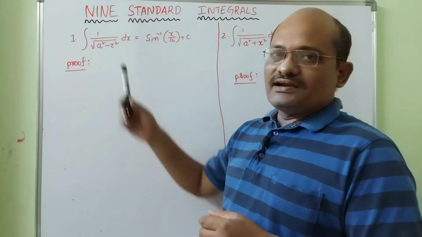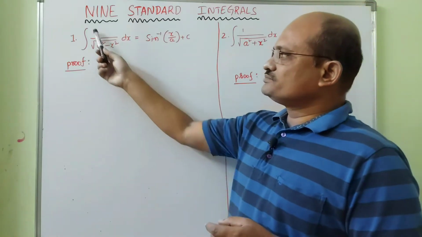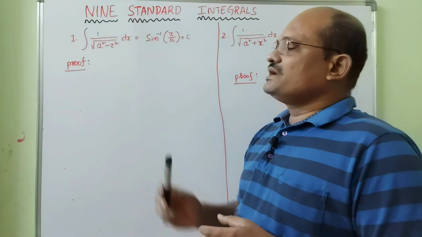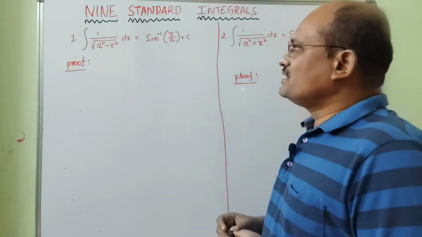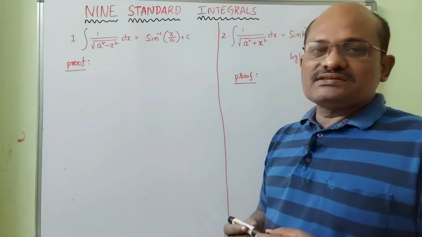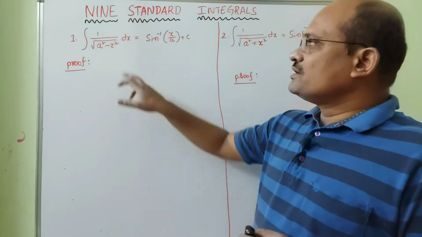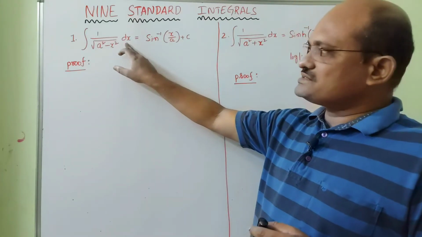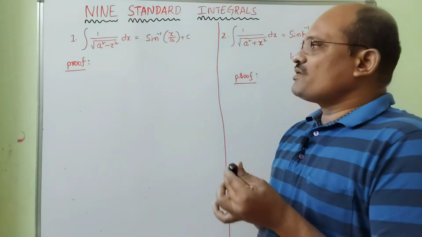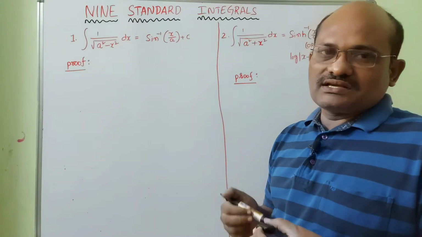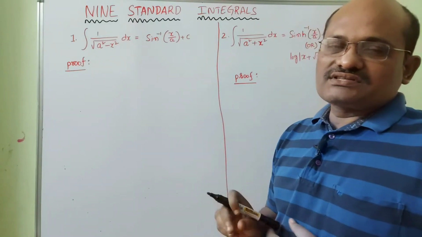The first standard integral is integral of 1 by root a square minus x square dx is equal to sin inverse of x by a plus c. Here a is constant. We are integrating with respect to x. X is the variable. Now I am going to discuss proof of this first standard integral.